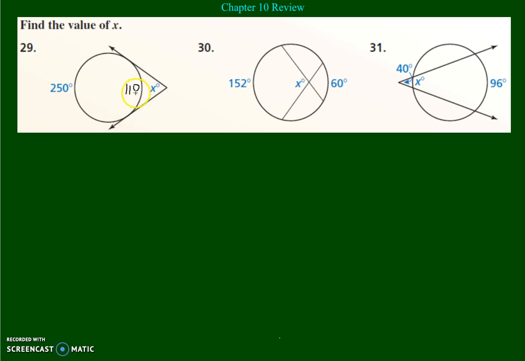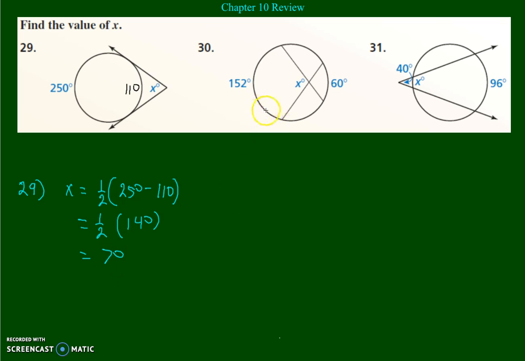We can go ahead and use that and put it in our formula. So for 29, we have x equals 1/2 the measure of the big arc, 250, minus the measure of the small arc, 110. That gives us 1/2 of 140, which is 70 degrees.